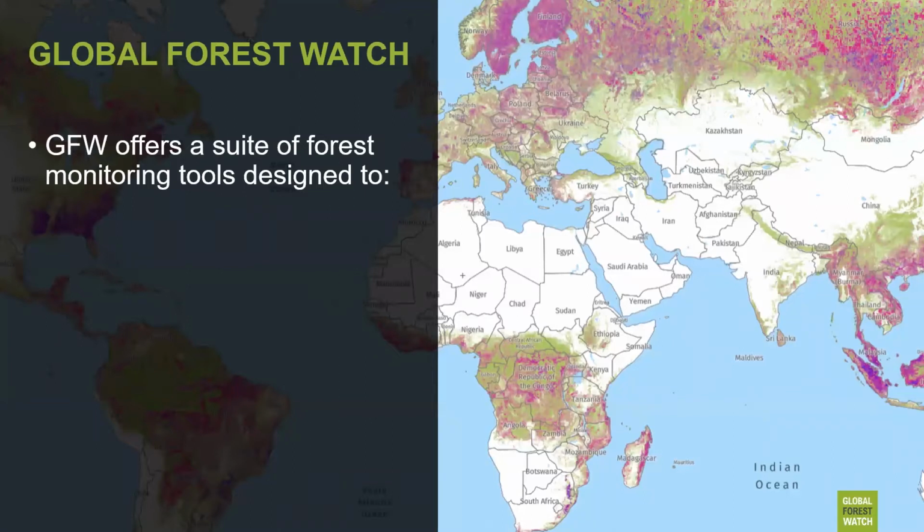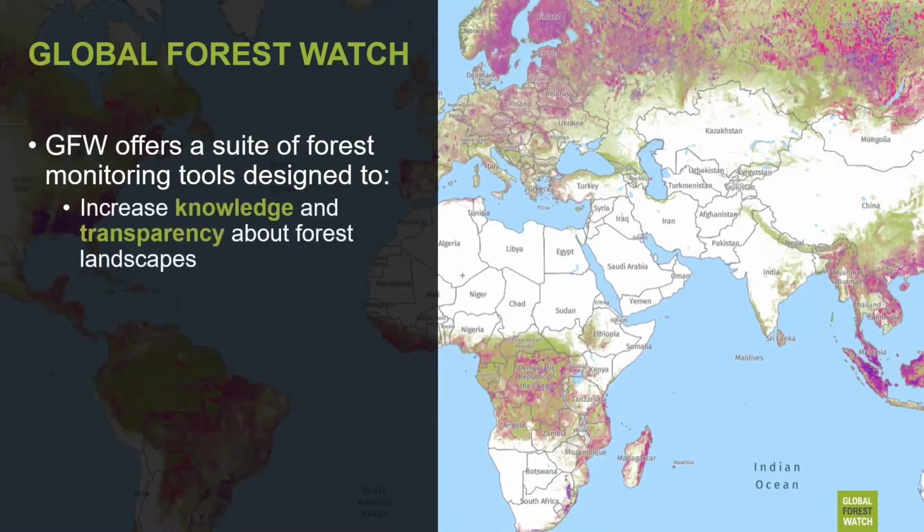So first, I'll provide a quick overview of Global Forest Watch. Some of you might recognize this overview if you've joined us for previous webinars. Global Forest Watch offers an integrated, openly accessible suite of tools designed to enable experts and non-experts alike to access information about forest change and mobilize action. And some examples of how this is done include increasing knowledge and transparency about forest landscapes. So Global Forest Watch tools and data offer access to the state of the world's forests to everyone, everywhere for free.